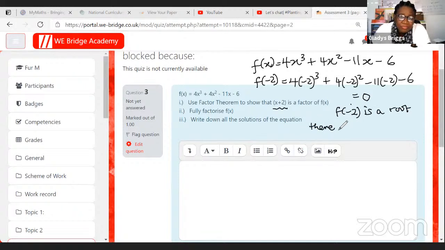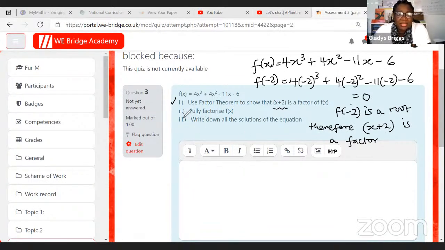F of negative 2 is a root. Therefore, x plus 2 is a factor. Okay, so you've answered question 1. All right, this one is likely going to come in the exam, so make sure you can do it. F of negative 2 is a root, therefore x plus 2 is a factor.